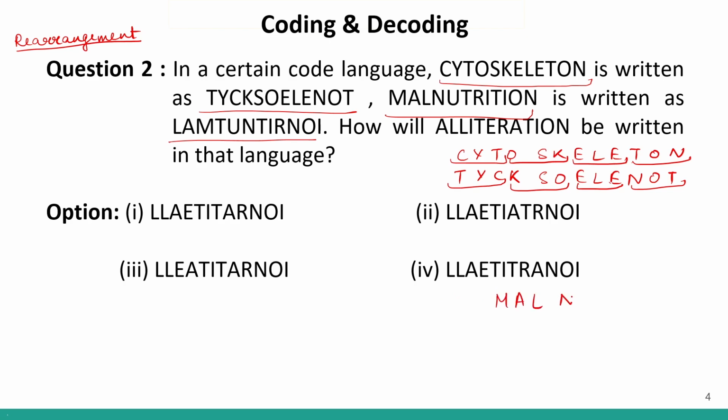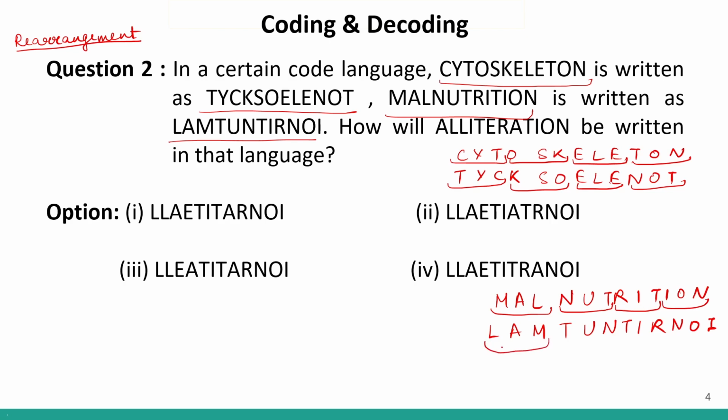So this is your spelling, MALNUTRITION, and the code is LAMTUNTIRNOI. This is your code. So let us divide them into groups of 3: MAL, NUT, RIT and ION. So they should be in reverse order. MAL will be changed into LAM. NUT will be changed into TUN. RIT will be changed into TIR. And ION will be changed into NOI. So basically, 2 steps. First step, divide them into groups of 3. Second step, reverse the order.